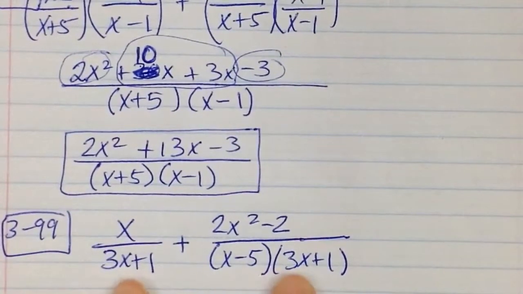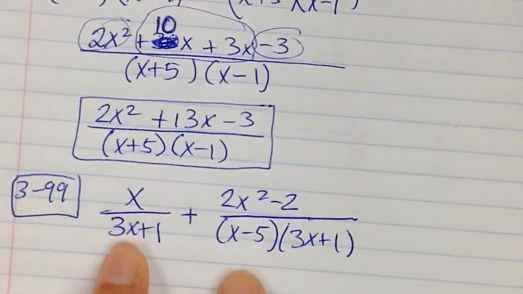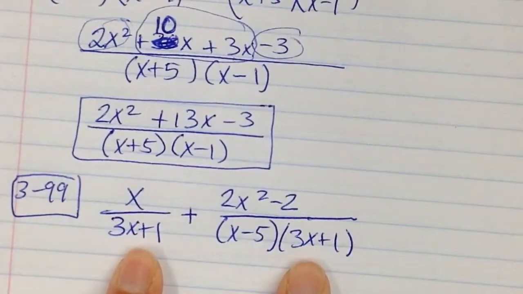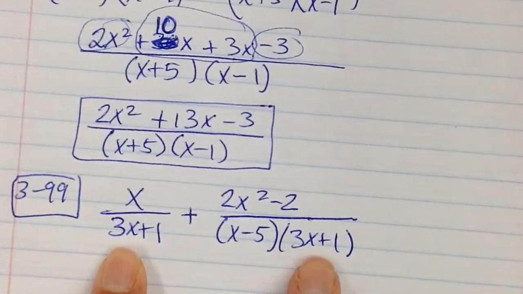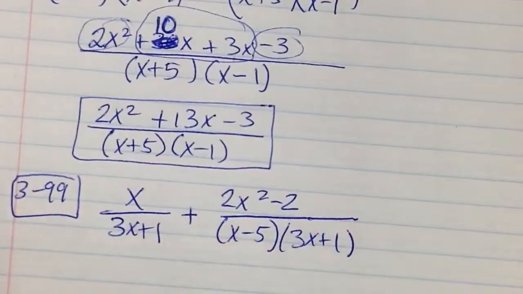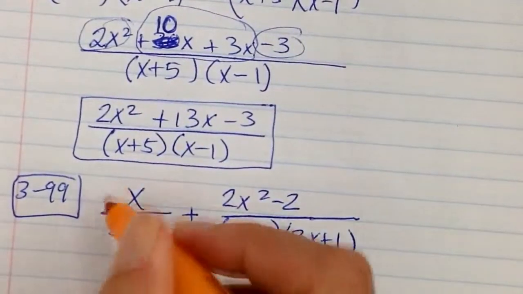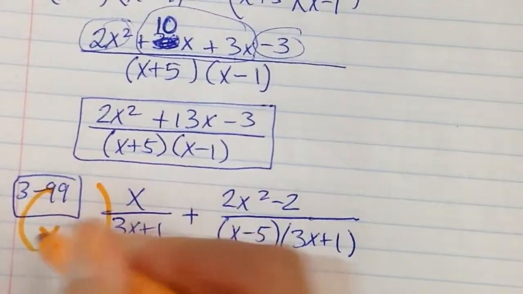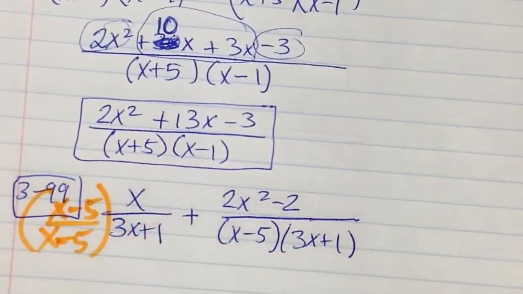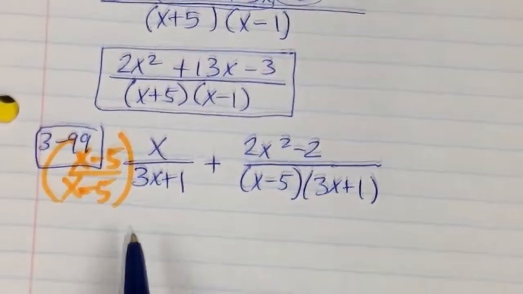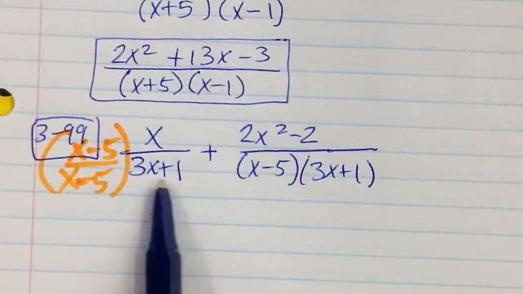Okay, look at our denominators. Is there anything that's alike? Yes, right? They both have a 3x plus 1. But this is missing some of this, right? What is it missing? X minus 5. So all we have to do to get it to be the same as this is to multiply this by x minus 5. So let's multiply this side by x minus 5 over x minus 5. Now they'll be the same.